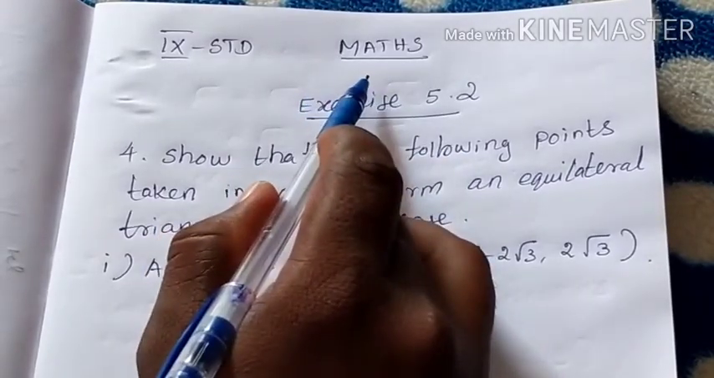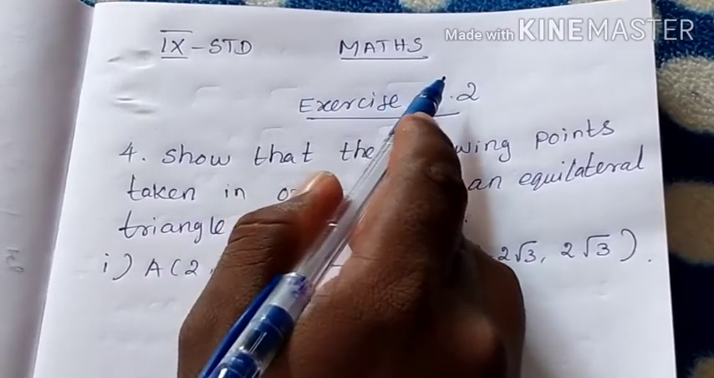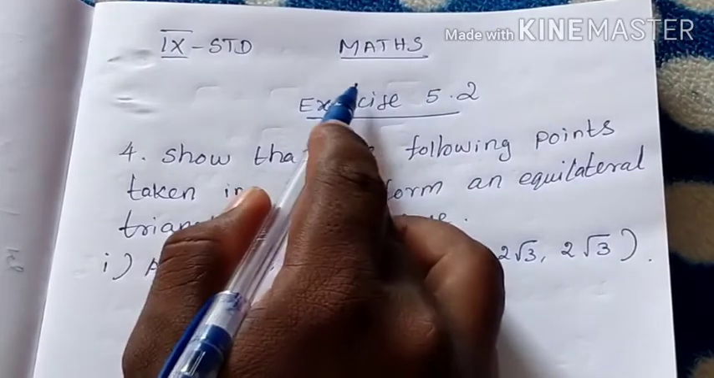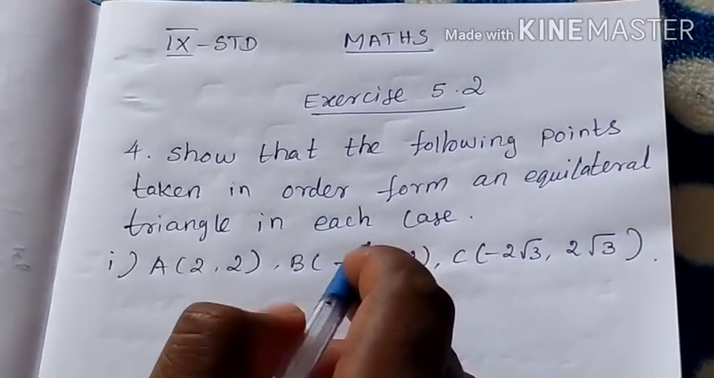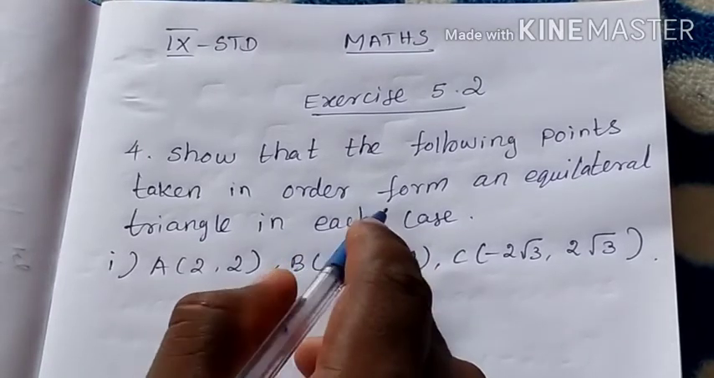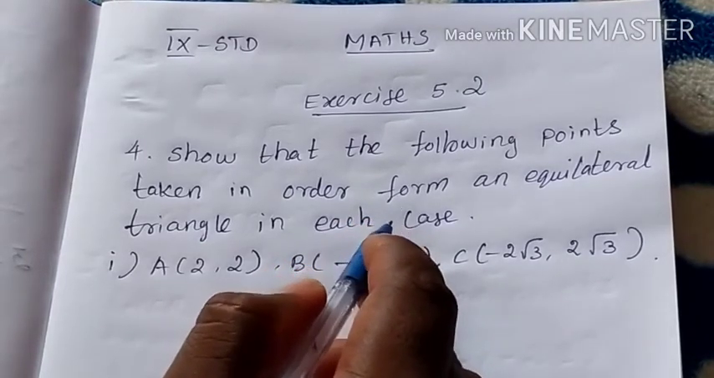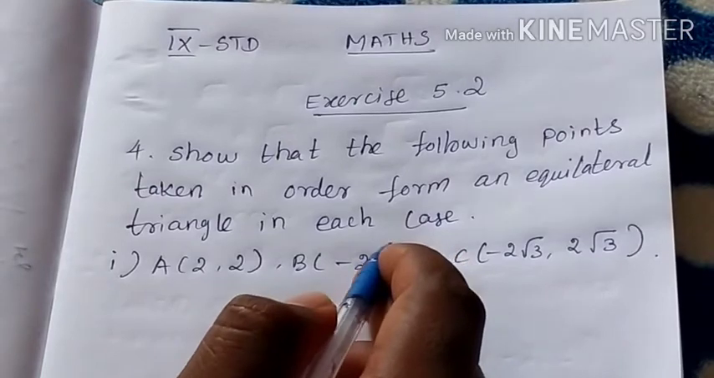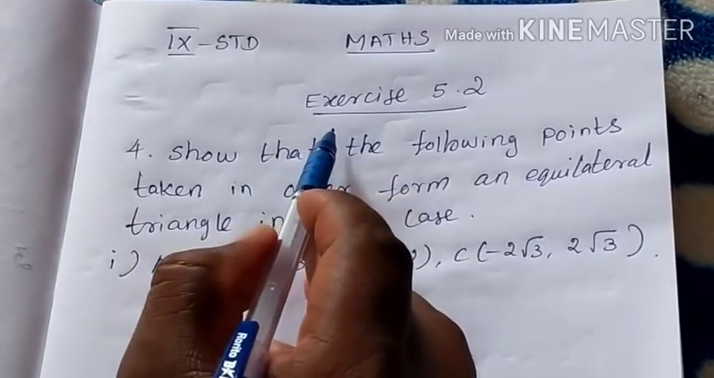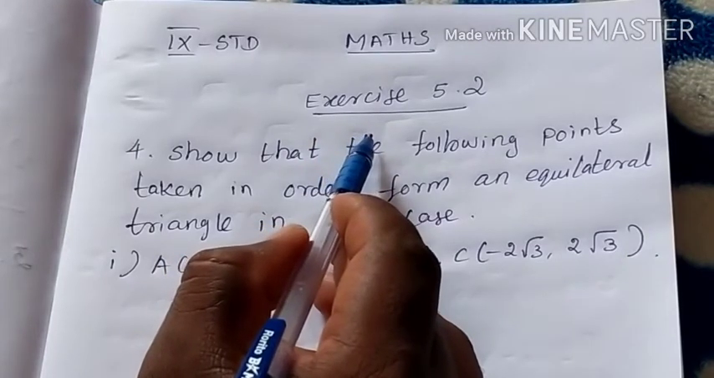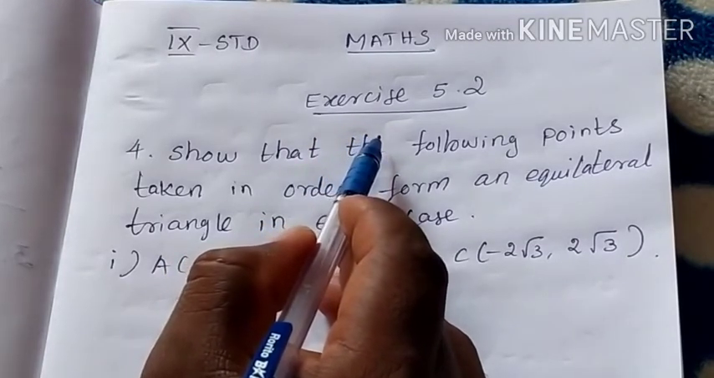The last class we discussed coordinate geometry, especially the distance between two points. In this class we are going to check the properties of triangle, parallelogram and rhombus. What is the equilateral triangle condition? All sides are equal in a triangle is called an equilateral triangle.